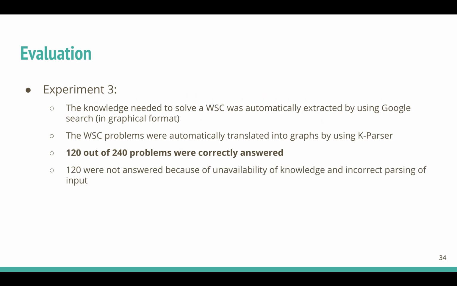In experiment 3, we automatically attempted to extract the needed knowledge from Google search in graphical format. The details of this approach, how this knowledge was extracted, are present in our paper, and I would like you to please go through that. And if you have any issues, you can always email me. The Winograd Schema challenge problems were automatically translated into graphs by using K-parser. 120 out of 240 problems were correctly answered using this approach. The remaining were not answered because of unavailability of knowledge and some because of incorrect parsing of input.